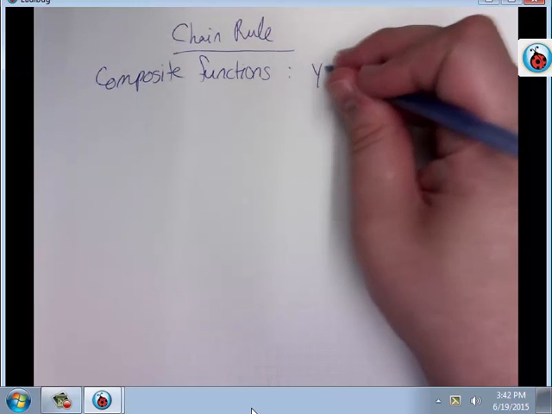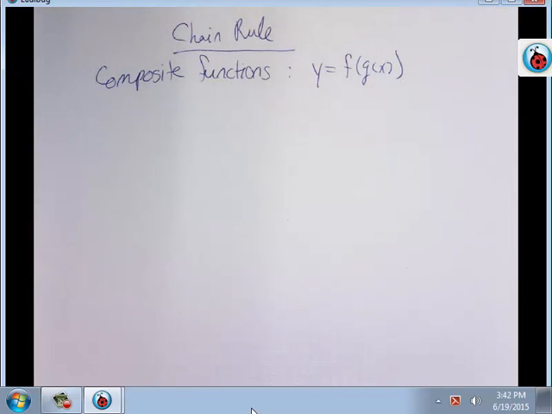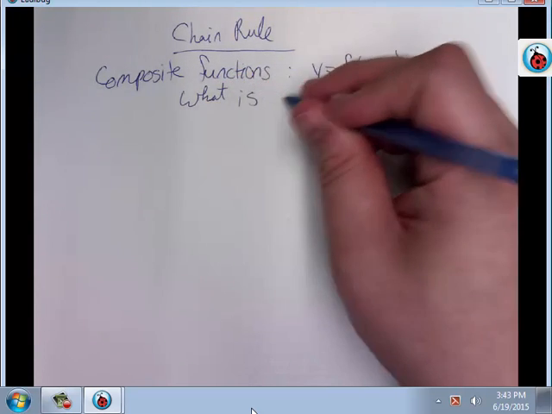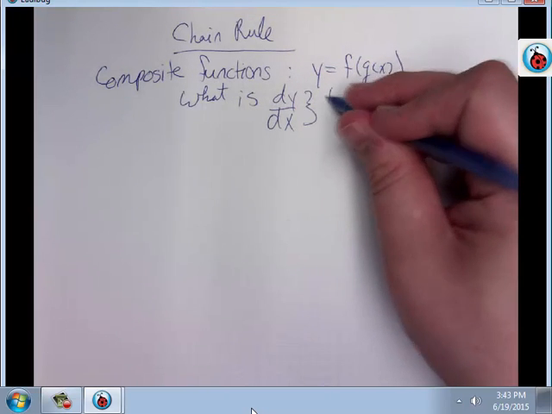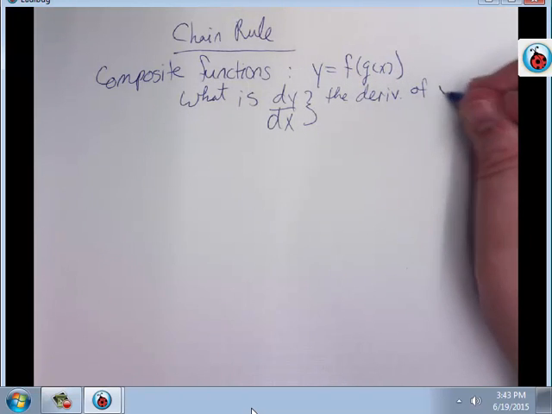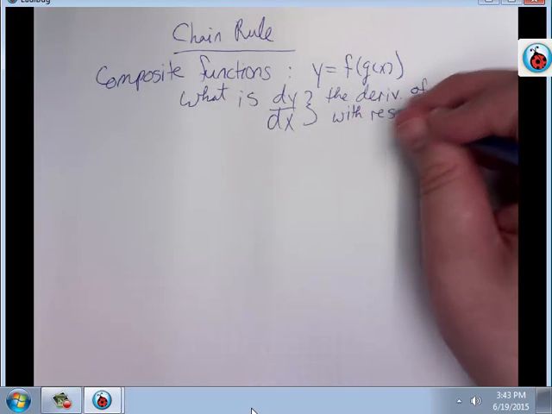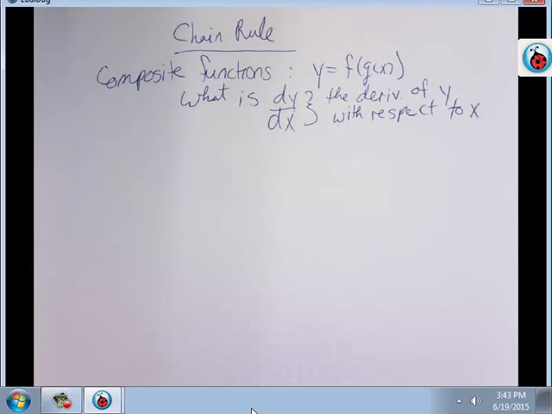So when y equals f of g of x, the question basically is, what is dy over dx? And remember, this means the derivative of y with respect to x. So that's ultimately what I'm looking for here.